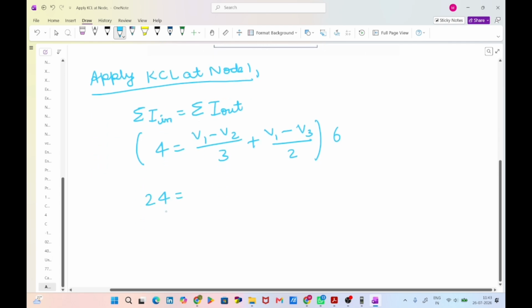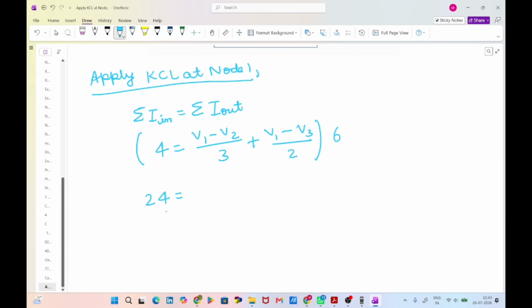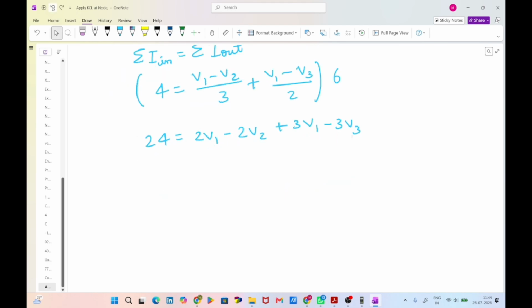24 is equal to, when we cancel 3 and 6, it will become 2V1 minus 2V2. Here it will be 3V1 minus 3V3. Let's add this. 2 plus 3 is 5. 5V1 minus 2V2 minus 3V3 is equal to 24. Let us consider this as equation 1.